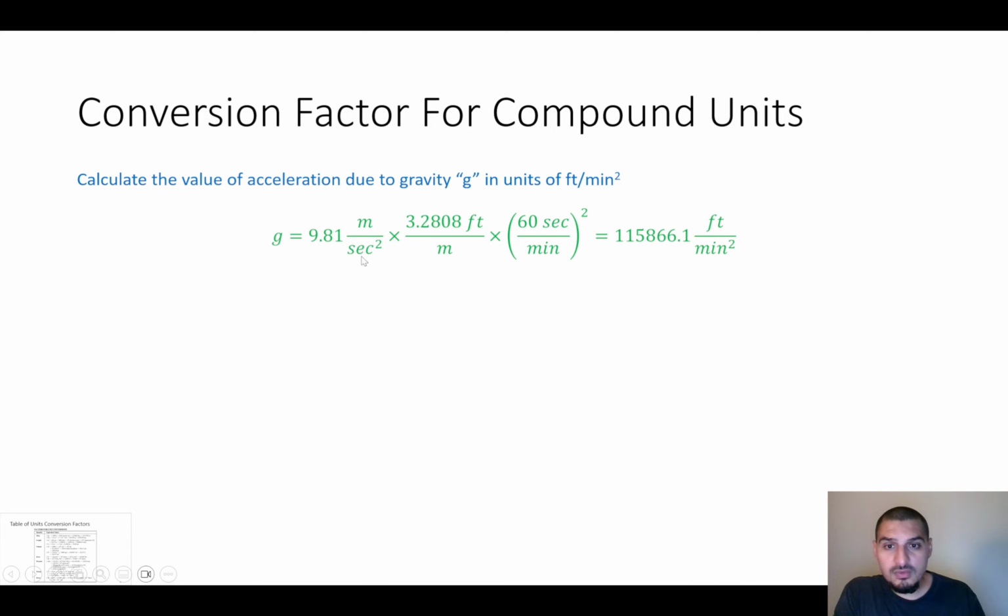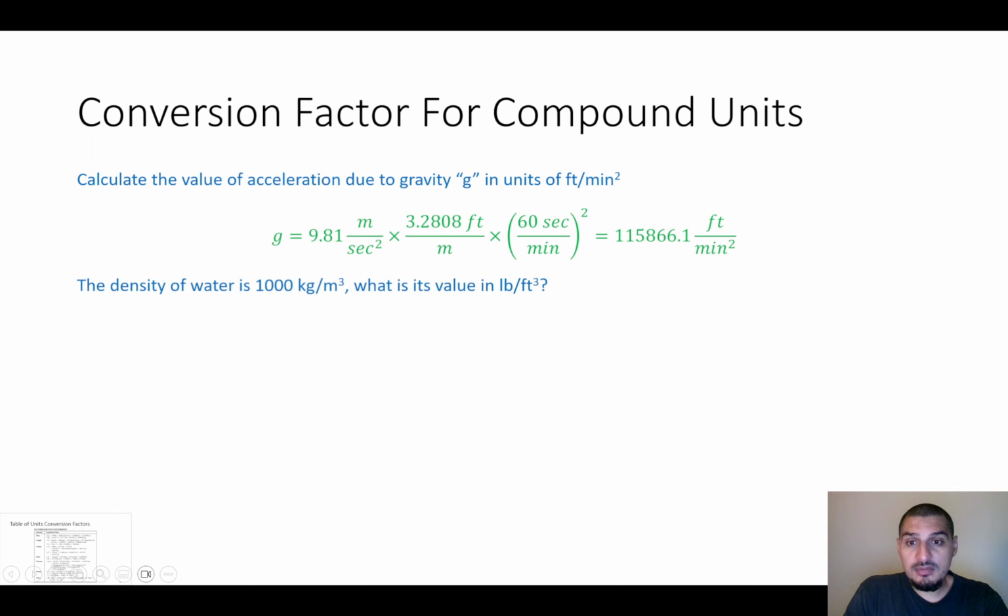And then we have second square. We want to convert this second square into minute square, so it's going to be second here in the numerator and then minute in the denominator. This is all raised to the power of 2 because this is second power 2, and finally we will have meter cancelled, and it's replaced by foot. The second square is cancelled and it's replaced by minute squared, and this is the result in foot per minute square.